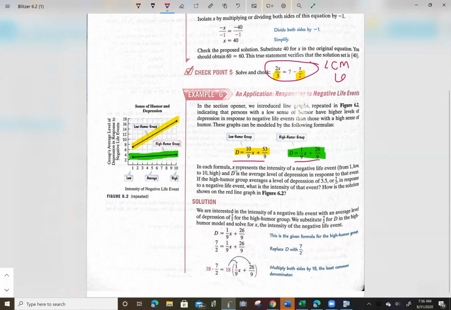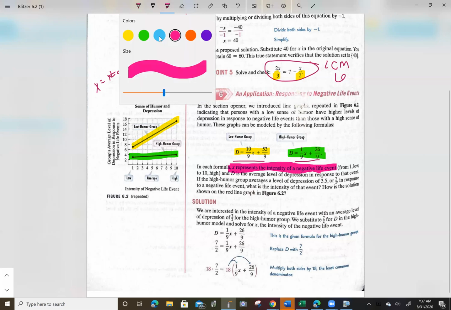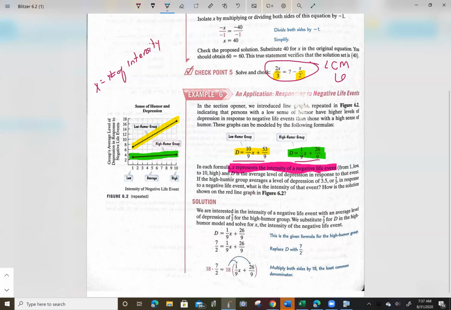In each formula, X represents the intensity of a negative life event. So if you're going to define your variables, you would say X is the number of intensity. The higher the number, the higher the intensity. And then does it tell us what Y is? I mean, we can figure it out if it doesn't tell us Y. Oh, D, it's not Y. And D is the average level of depression in response to that event.